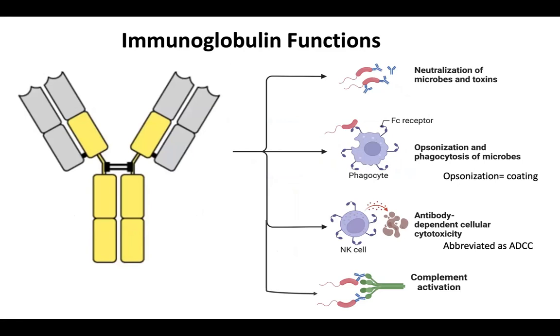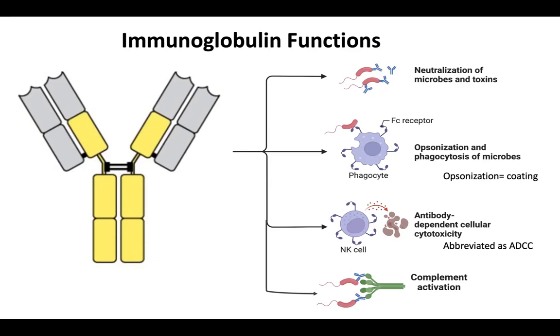So the first one, straight up, is that it can just bind to the pathogens, and by binding to that pathogen, it prevents these possibly pathogenic microbes from spreading around and infecting the nearby cells and so on.